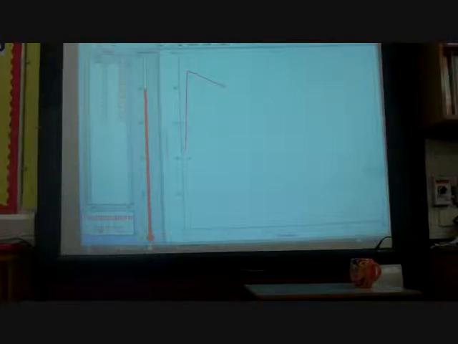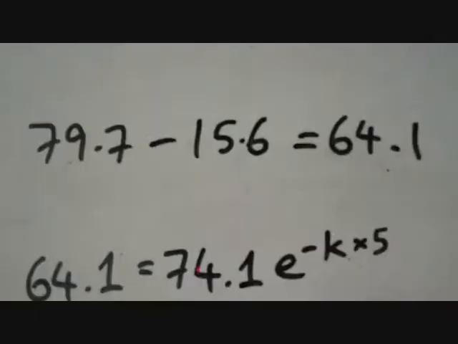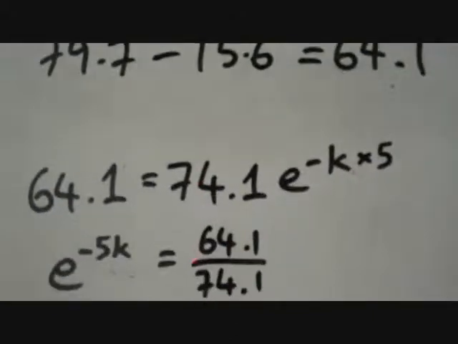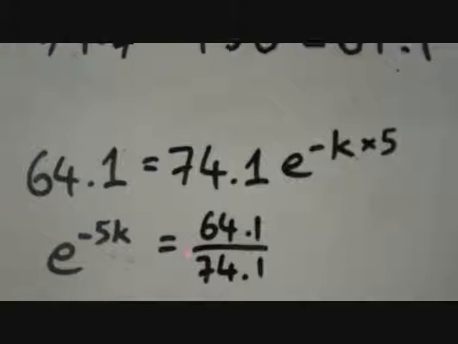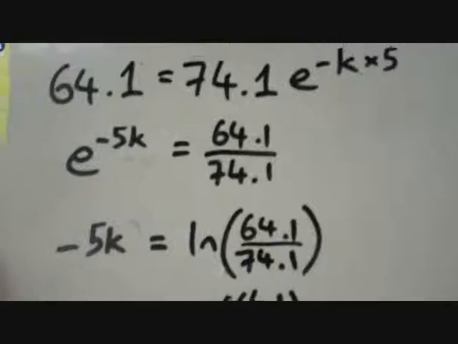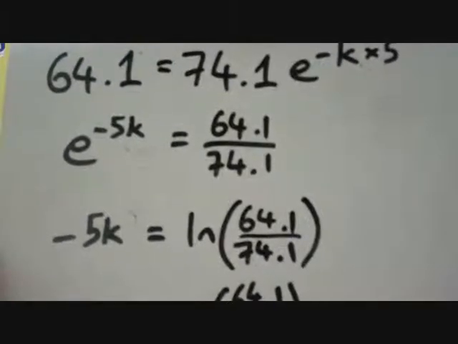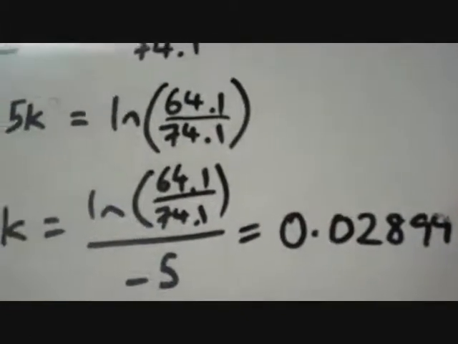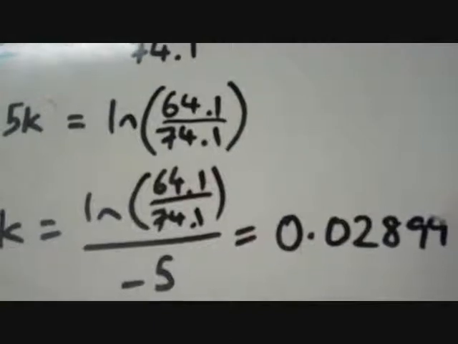And there we go, there's our time, 6 minutes and a temperature of 79.7 degrees. So after 5 minutes, the temperature above room temperature was 64.1 degrees, so it's gone down exactly 10 degrees in those 5 minutes. So using the formula we have 64.1 equals 74.1 e to the minus k times 5. Dividing by 74.1 we have e to the minus 5k is 64.1 over 74.1. We take logs of both sides and divide by minus 5, and that gives us a k value of 0.02899.